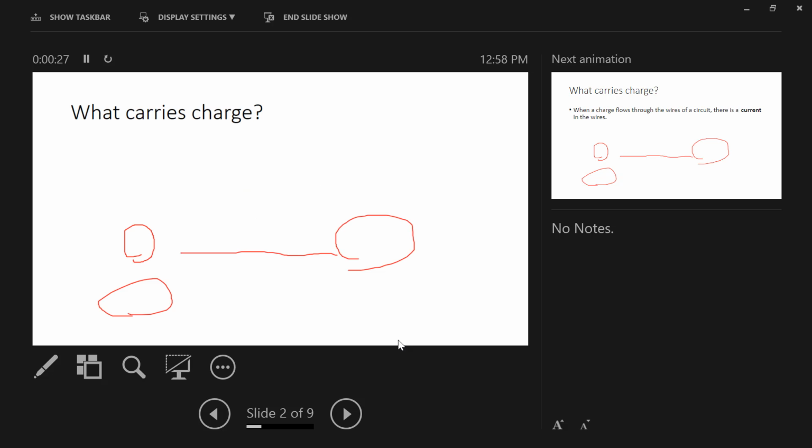So, all right. The first question we're going to deal with is this: what carries charge? And this is an incredibly important question, not just with regards to what we're doing, but even more fundamentally than that. How does energy transfer, and how can we utilize that to actually fuel things that we care about, right?